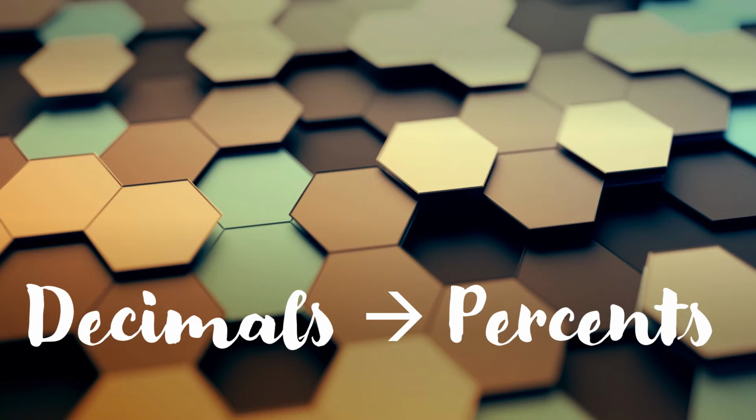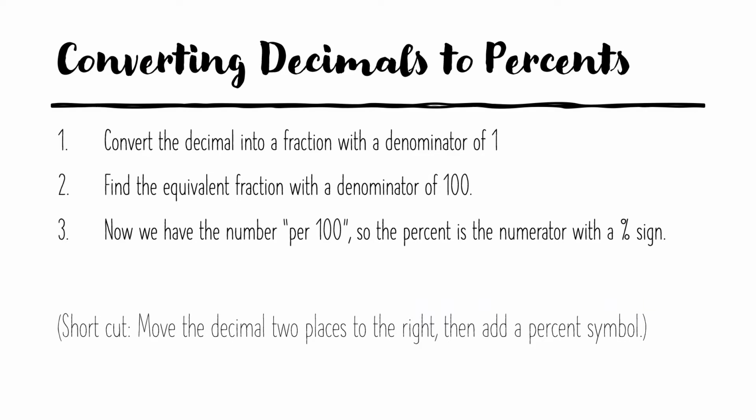Converting decimals to percents. To convert a decimal to a percent, what we'll first do is convert the decimal into a fraction with a denominator of 1. So that just means that we take our decimal and put it over 1. Then you want to find the equivalent fraction with a denominator of 100.